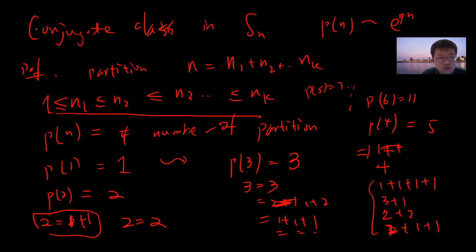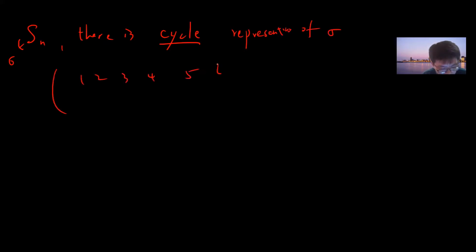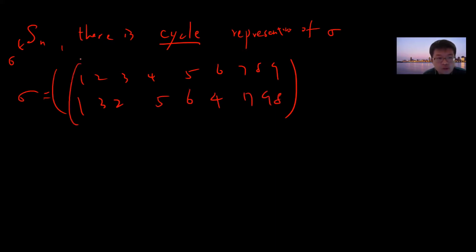Okay, so I also say that if any element sigma is in Sn, there is a cycle representation of sigma. Remember that. So for example, this is one example, right? Suppose this is sigma. From here we can see 1 and 7 are fixed, right? So I can write this as (1)(7).